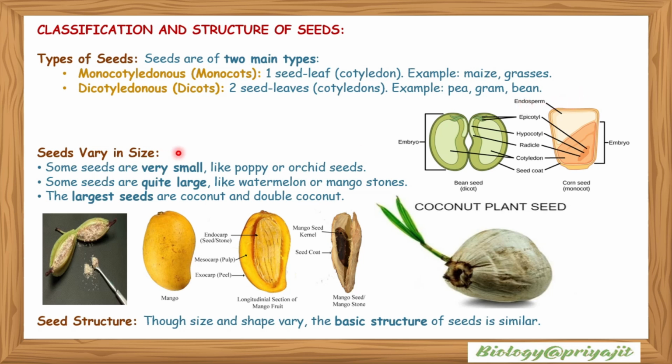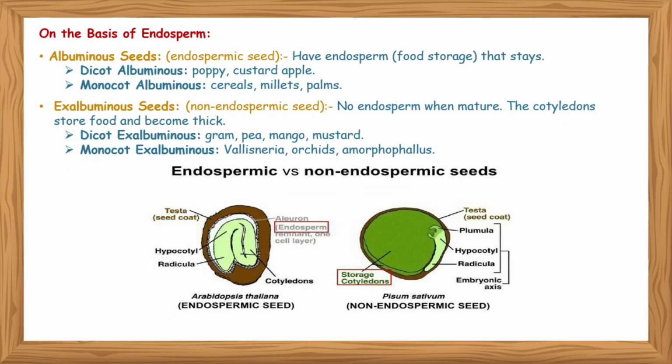Seeds vary in size. Some seeds are very small like poppy or orchid seeds. Some seeds are quite large, example watermelon or mango stones. The largest seeds are coconut and double coconut. These are the seeds of orchid, showing the image. This is the mango seed, and these are very small seeds, and these are the coconut seed which are very large in size. So though size and shape vary, the basic structure of seeds is similar in nature.